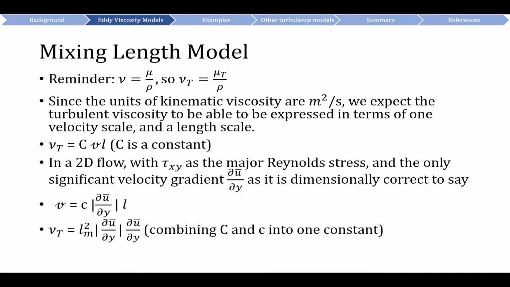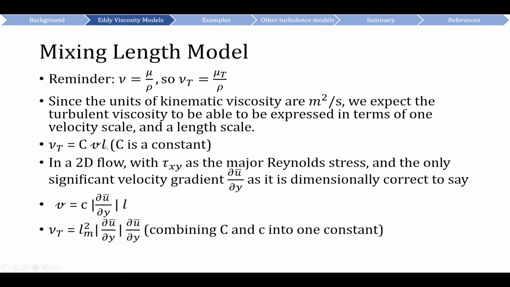So as a reminder, the kinematic viscosity is the dynamic viscosity divided by the density. In a similar manner, the turbulent kinematic viscosity is the eddy turbulent viscosity divided by the density. We can determine the kinematic turbulent viscosity by using dimensional analysis. Since the units of the kinematic viscosity are meters squared per second, we can say that the turbulent kinematic viscosity should be a constant times a velocity scale times a length scale.